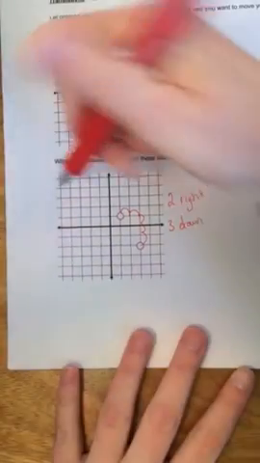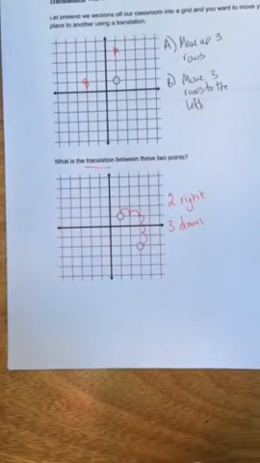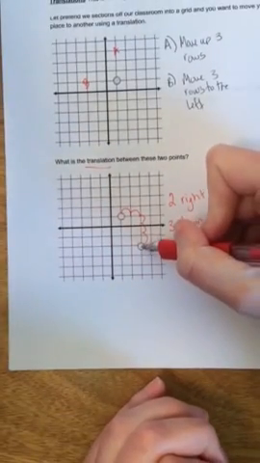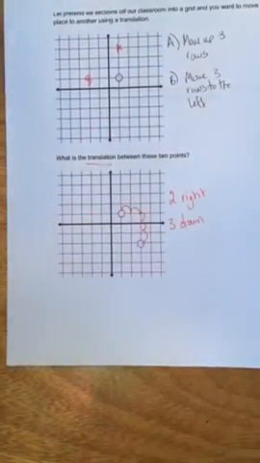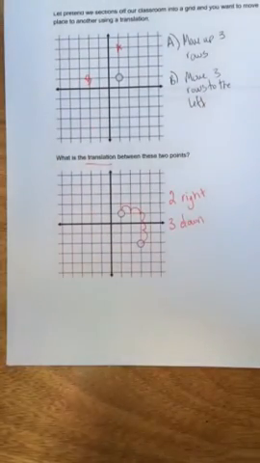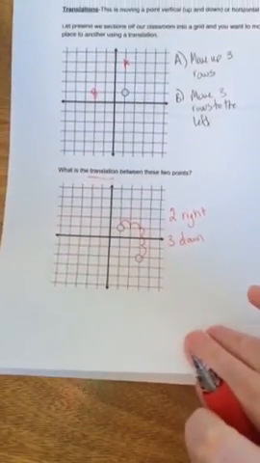So if they ask you what is the translation between 2 points, you just have to tell me what happened to the 2 points. And I could have gone from this point to this point and said I went up 3 rows and to the left 2 rows. That would also work. So it depends just on which one you start with.